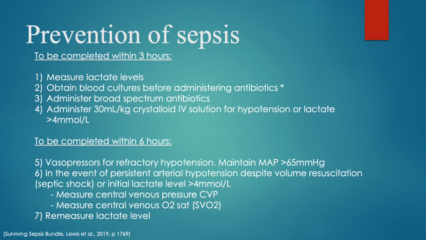Within the first 6 hours of care, vasopressor agents for refractory hypertension may be given to maintain mean arterial pressure greater than 65 millimeters of mercury. In the event of persistent arterial hypotension despite volume resuscitation or septic shock, or initial lactate levels greater than 4 millimoles per liter, measure the central venous pressure, and measure the central venous O2 sat. Lactate levels should be remeasured at regular intervals. And it is important to communicate any changes in patient condition in a timely manner.